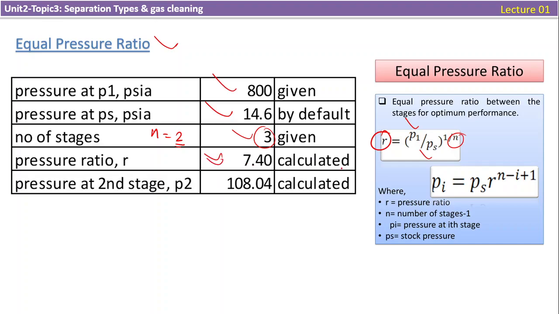R value is 7.40. Now put this R value in this equation. PS is given here, 14.6, the R value has now been calculated, and the exponent is 3 minus 2, that is 1, and i is the second stage, so i plus 1 is equal to 1. So we put all these values for the P2 and we get 108 psi, that is the psi absolute value for the equal pressure ratio.